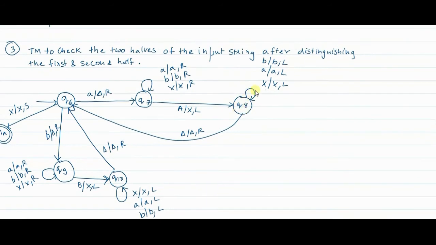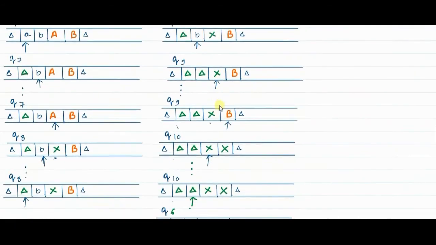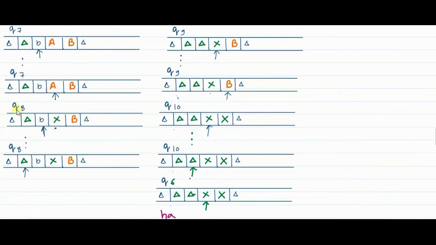Now in Q8, if there is small b, small a or capital X, you just ignore them and keep moving to the left. In Q8, small b, ignore it, move to the left. Whatever elements are on the way, small b, small a or capital X, you ignore all of them and go on until you reach delta. This dot dot dot means these are the iterations. So you ignore b, and the pointer moves, so you come here.